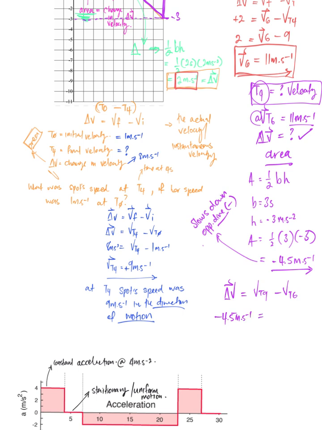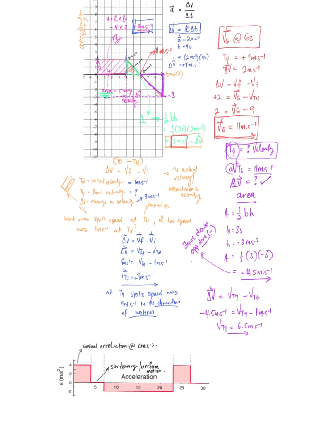My velocity at T9, minus my velocity at T6, which is 11 meters per second. So now VT9 is equal to 6.5 meters per second, and that is Spot's velocity at that point. All right, so that's how we do these types of calculations if I'm working with this kind of graph. Please make sure you have all of these notes and calculations, and that you understand what's going on. Please re-watch it if you don't know what happened.